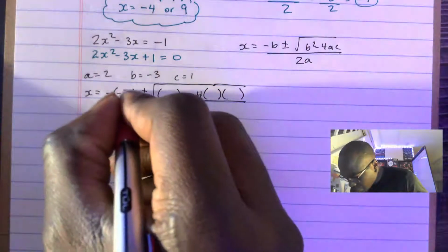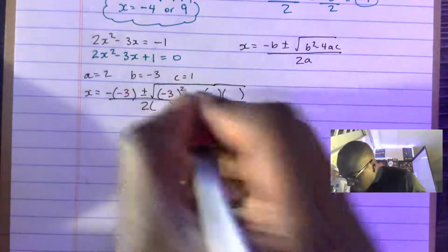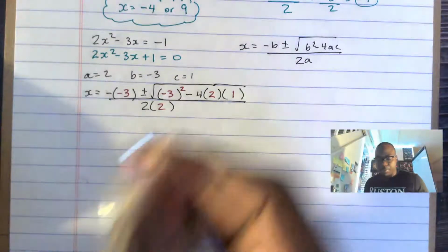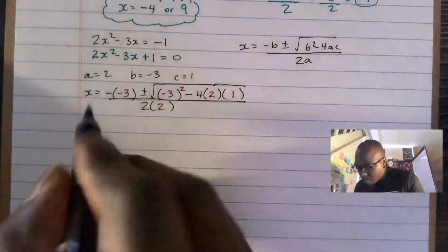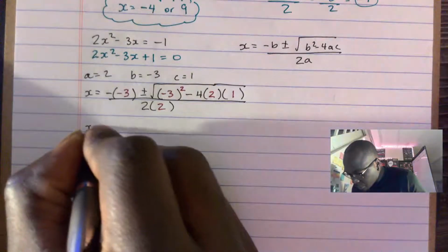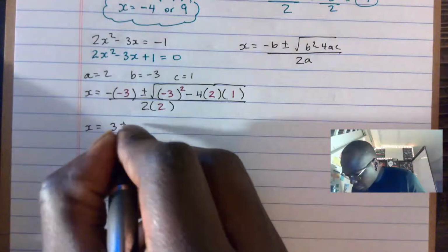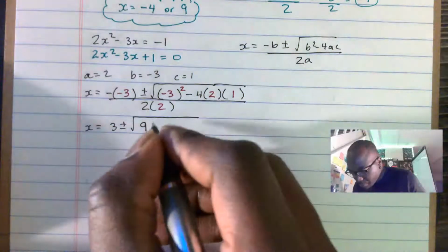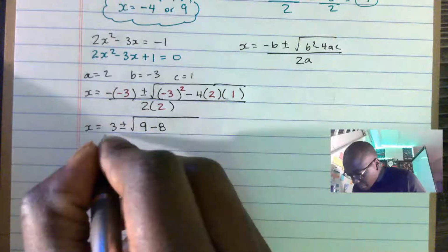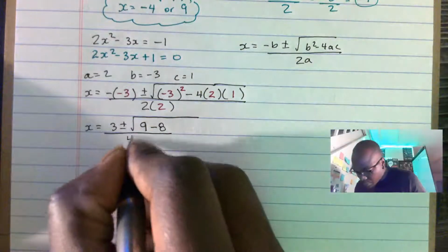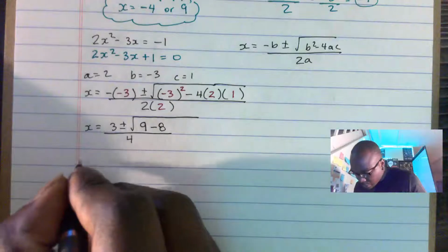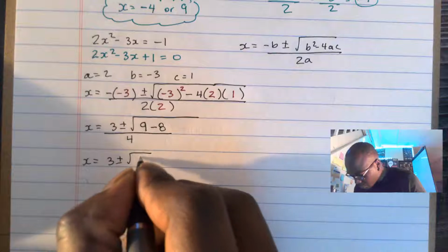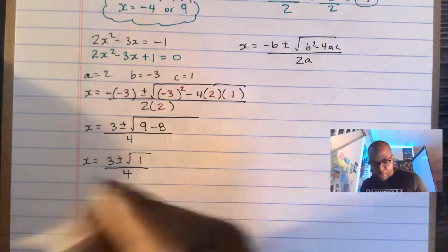Negative b, negative 3, squared, minus 4 times a, which is 2, times c, which is 1 over 2 times 2. Alright, so from here we have x equals 3 plus or minus the square root of, we have, this is 9 minus 8 over 4. So here x equals 3 plus or minus the square root of 1 over 4. Alright, you guys still with me?